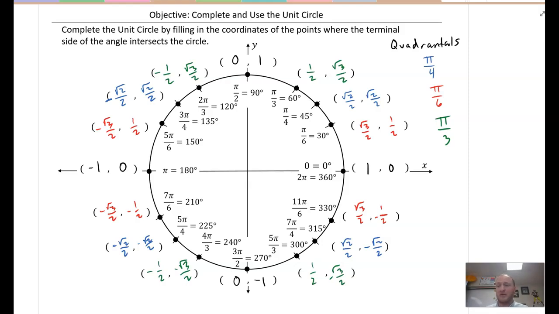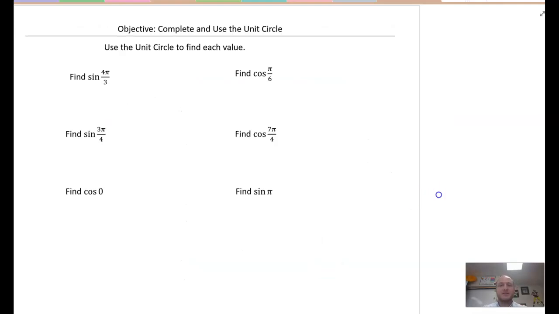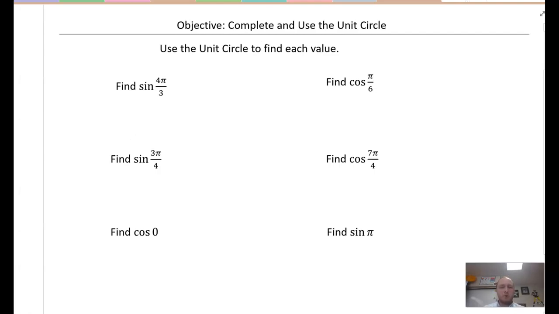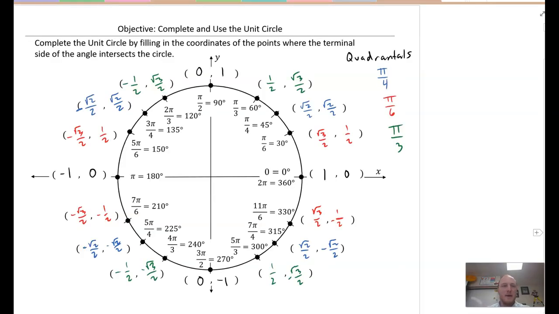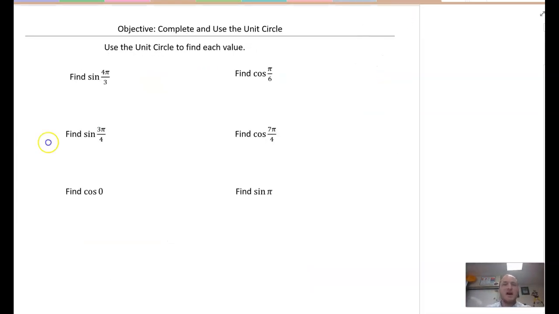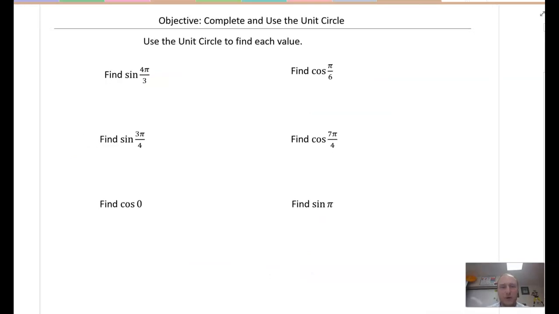So what's the point of having the unit circle? Well, we're going to be asked questions that say find these values, and we're going to use our unit circle. Again, the main thing that you must remember is that your x-coordinate is cosine theta. Your y-coordinate is sine of theta. So when we're asked what is sine of 4 pi over 3, what I really want to know is what's the y value at 4 pi over 3.